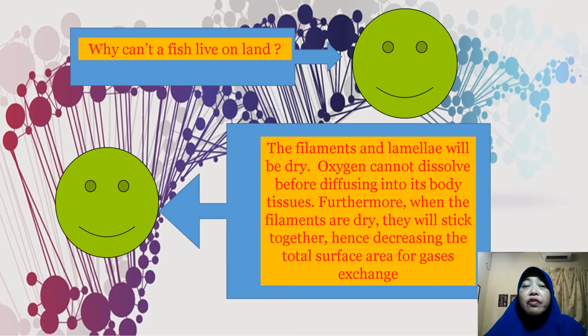And when the filaments are dry, they also tend to stick together, and this decreases the surface area. The surface area has to be big for lots of gaseous exchange to occur. So when the surface area decreases, less oxygen can diffuse into the body tissues and less carbon dioxide diffuses out. Okay, the next respiratory structure is the frog respiratory structure.